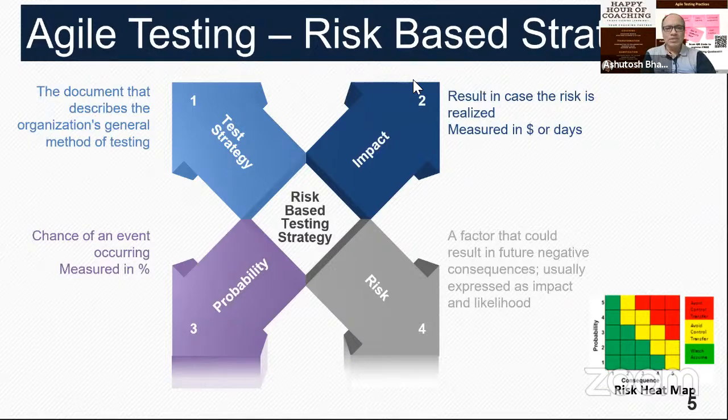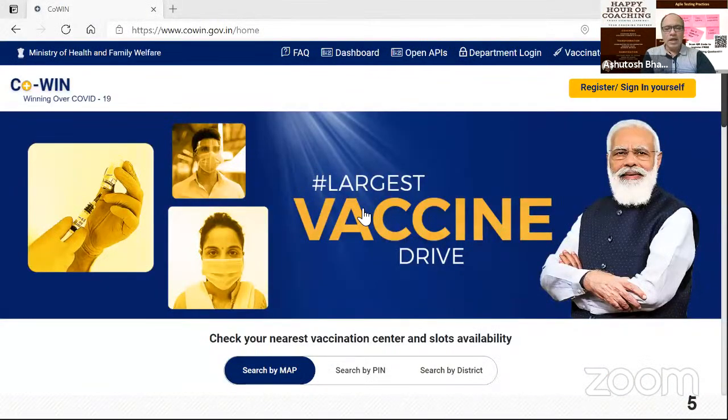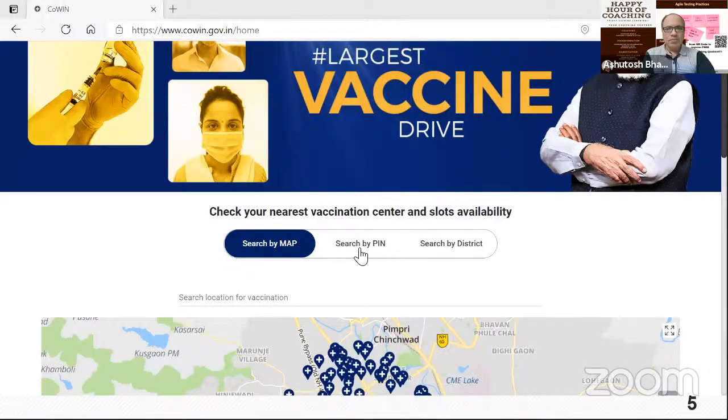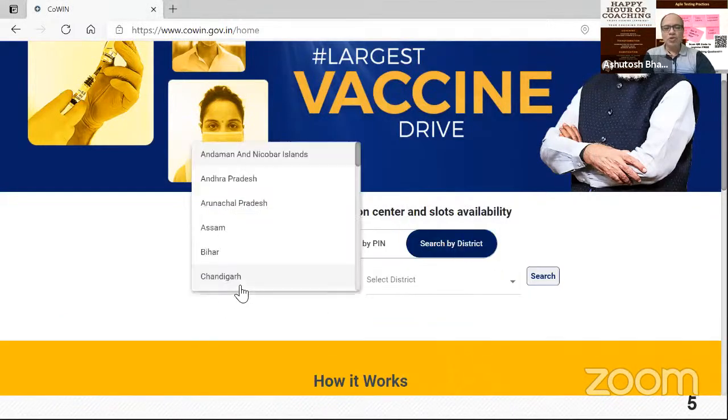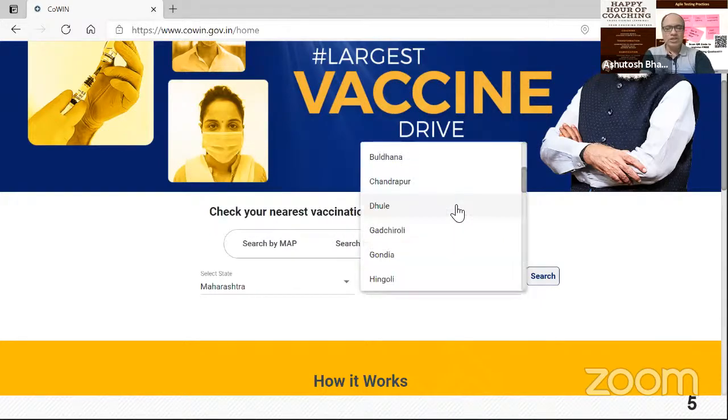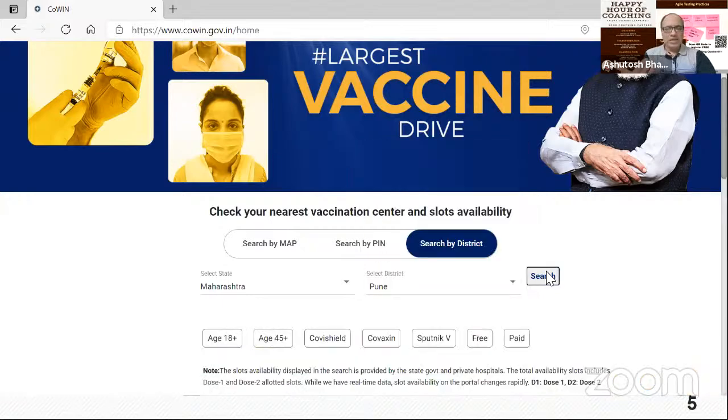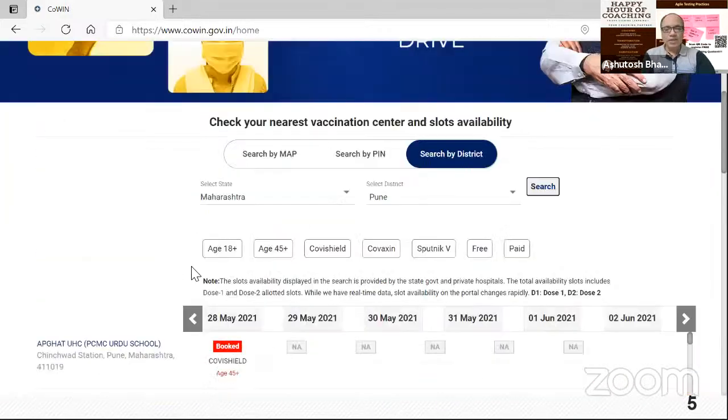So I'm opening up the COVID site here. If you look at this, last week there were only two options available: search by PIN and search by district. In search by district, you pick your state, and within that state you select your district. Then it gives you all the vaccination centers. And even this one, they added later.